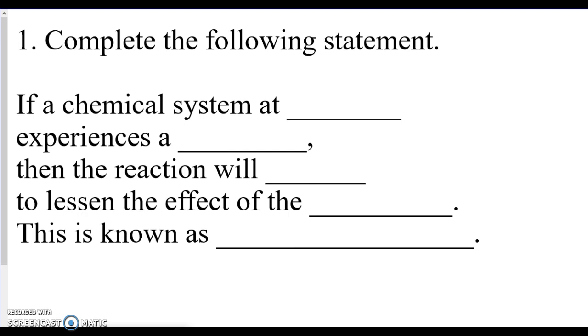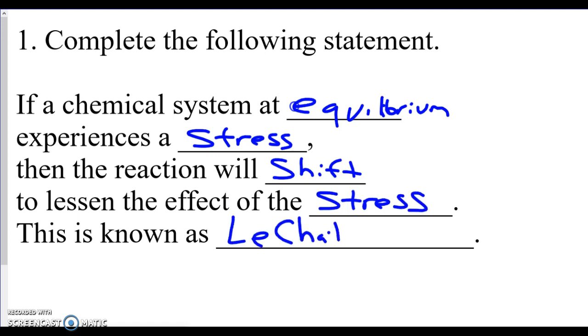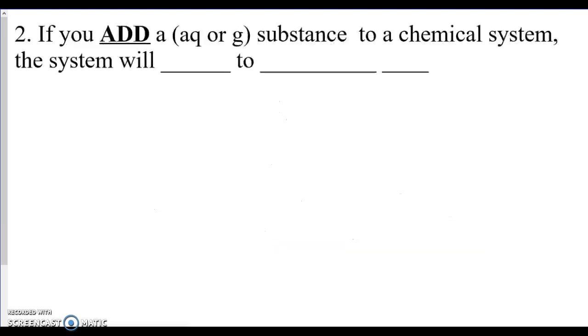So the first thing we're going to do is state Le Chatelier's principle. If a chemical system at equilibrium experiences a stress, the reaction will shift to lessen the effect of the stress. And this is known as Le Chatelier's principle. And that you should write on your cover if you've not already written on your cover.